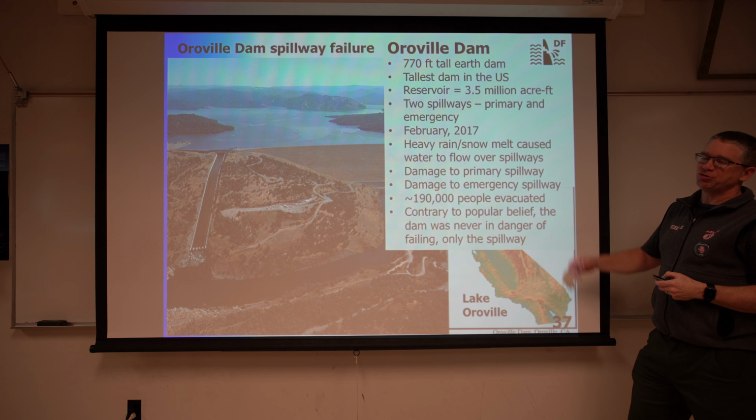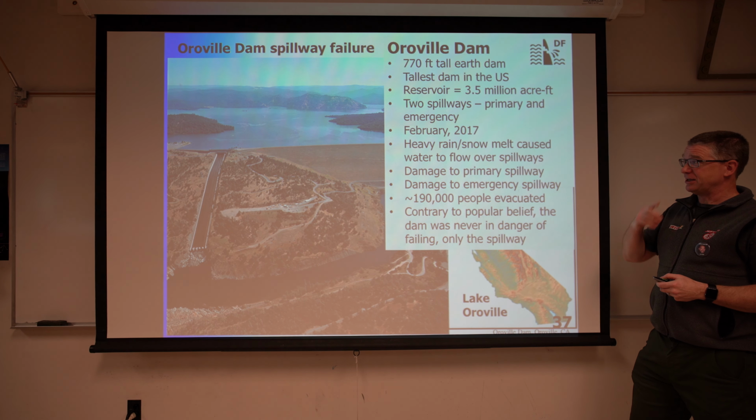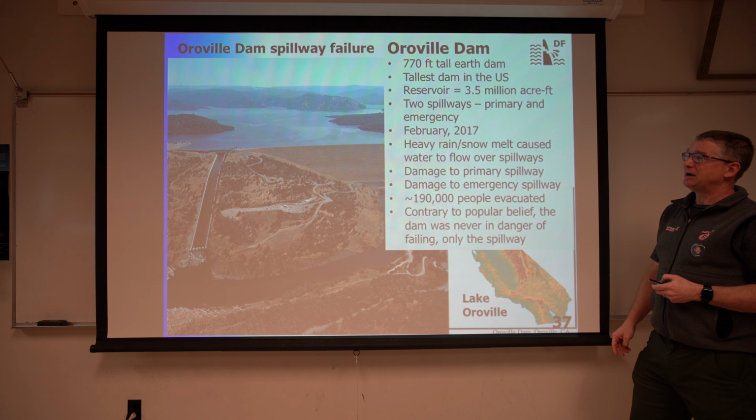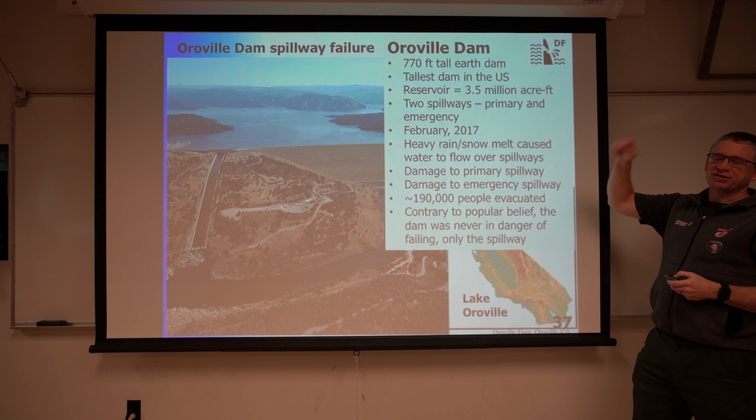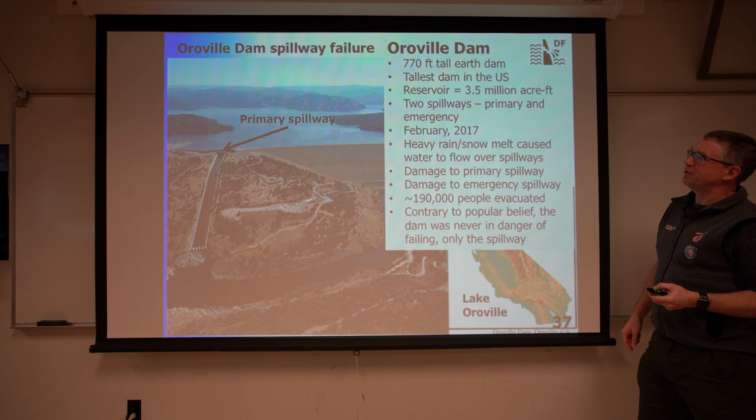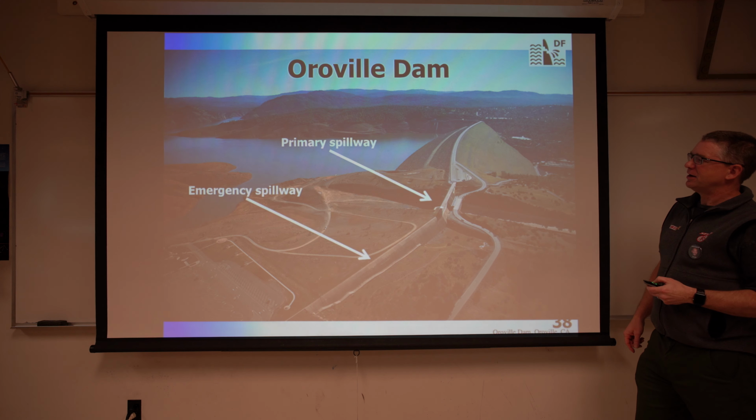So they evacuated nearly 200,000 people downstream until they could get the water level lowered in the reservoir and make it as safe as they could. But you might remember that just came about 3 years ago, when I was going through some problems there. This is the spillway there. There's an emergency spillway, and both of them had problems.